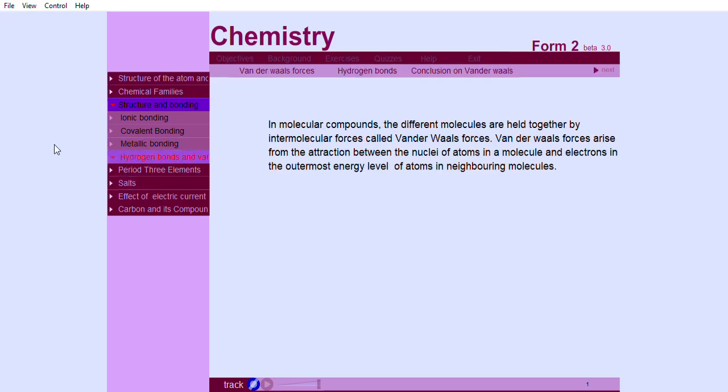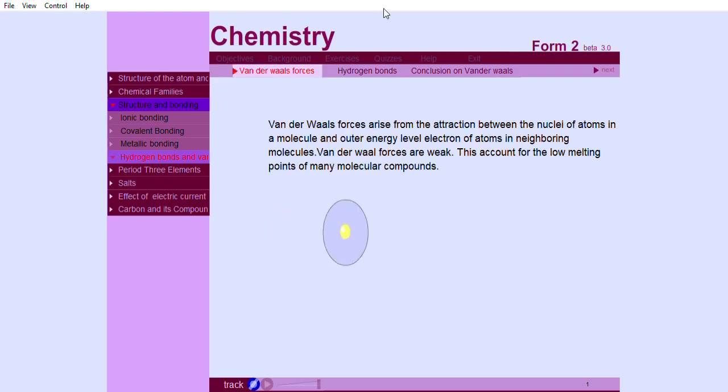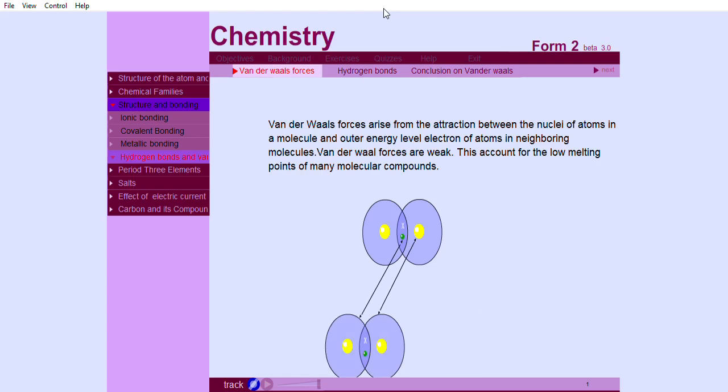In molecular compounds, the different molecules are held together by intermolecular forces called van der Waals forces. Van der Waals forces arise from the attraction between the nuclei of atoms in a molecule and electrons in the outermost energy level of atoms in neighboring molecules. Van der Waals forces are weak. This accounts for the low melting points of many molecular compounds.